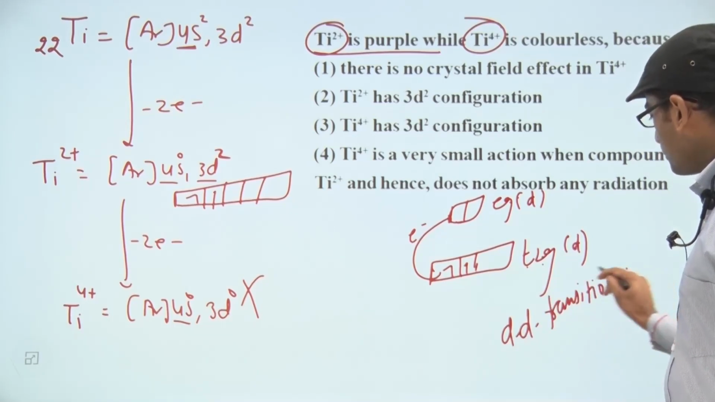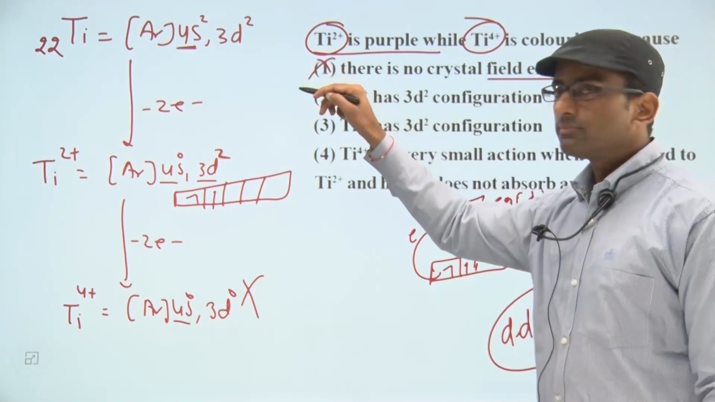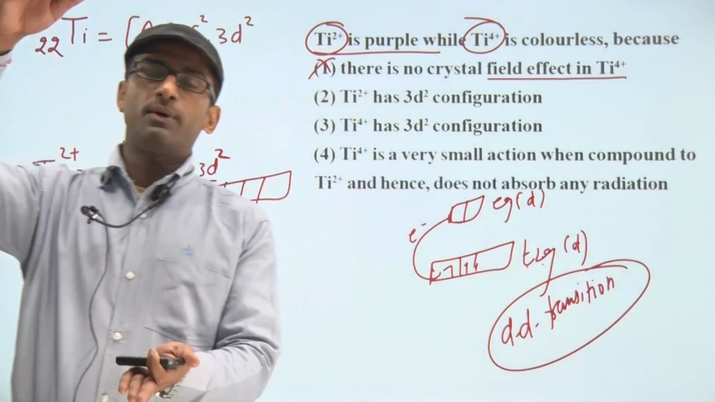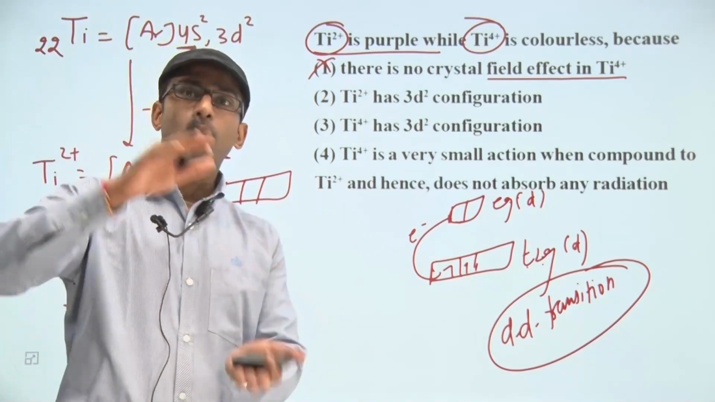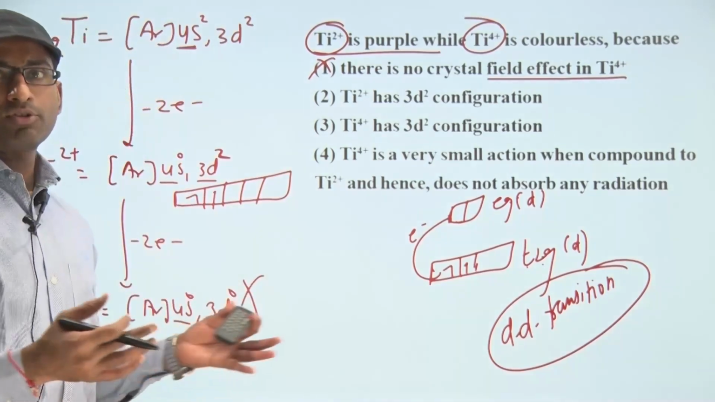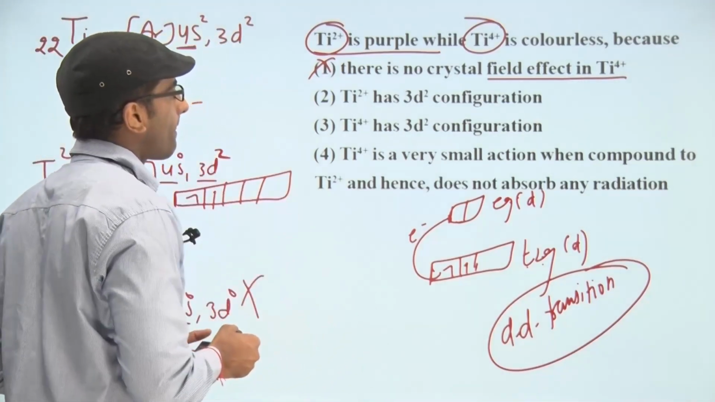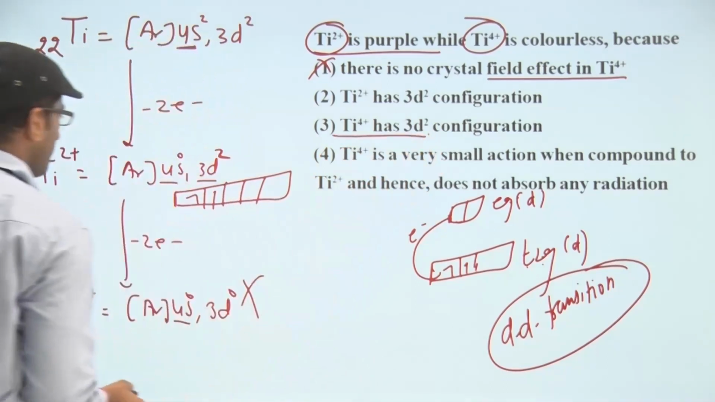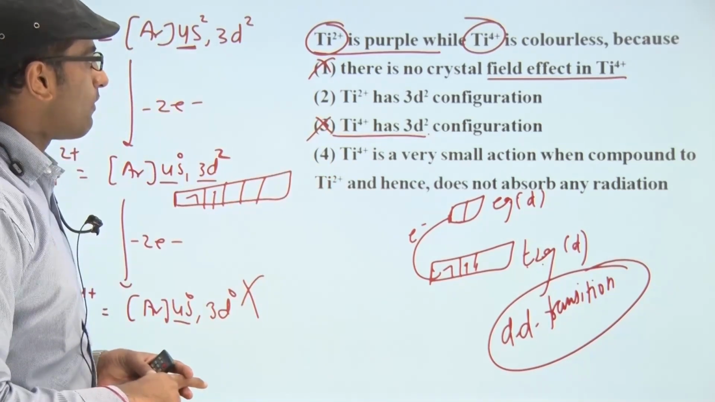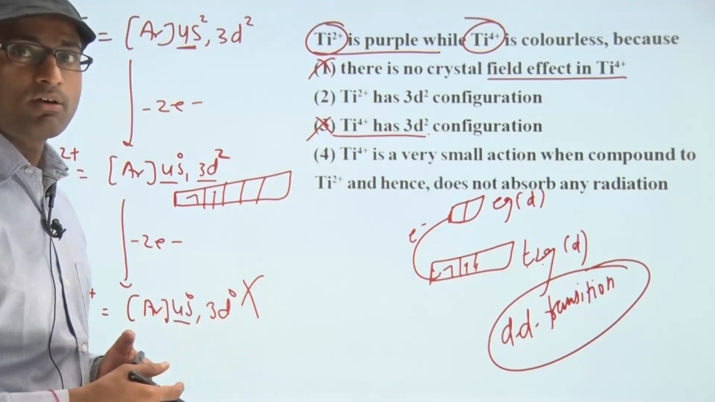So now you can see that the statement that there is no crystal field effect in Ti+4 is wrong. Even more crystal field effect is there in Ti+4. Crystal field effect means the splitting of d orbitals is more when the metal has more charge. And here Ti+4 has more charge as compared to Ti+2. Wrong statement. Ti+4 has a d2 configuration, wrong option; it is d0. Next, Ti+4 is a very small cation compared to Ti+2 and hence does not absorb any radiation, wrong option.